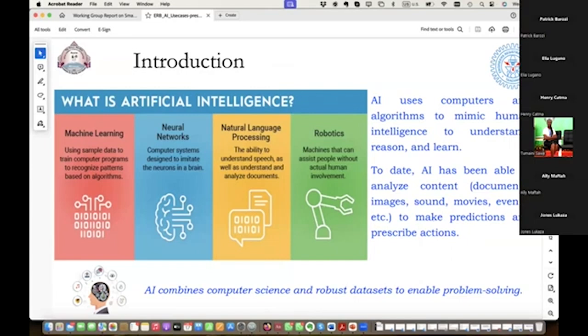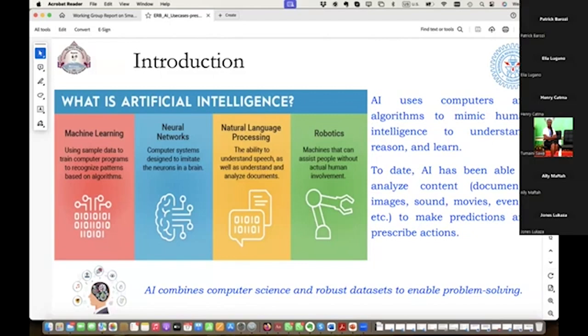We all hear about artificial intelligence, but what really is artificial intelligence? In very simple terms, artificial intelligence means the use of computers and algorithms to mimic human intelligence, to understand, reason, and learn. To date, AI has been able to analyze content like documents, images, sound, movies, even to create content and to make predictions and prescriptions.